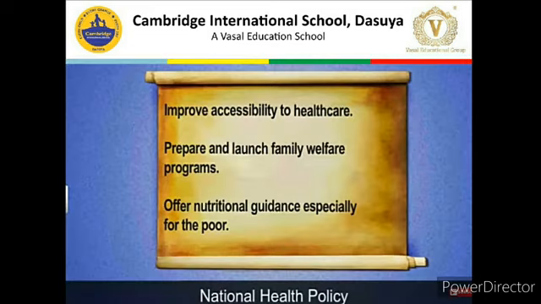National Health Policy of India states that government should improve accessibility to healthcare, prepare and launch family welfare programs, and offer nutritional guidance, especially for the poor. Let us understand why National Health Policy of India includes all such measures.